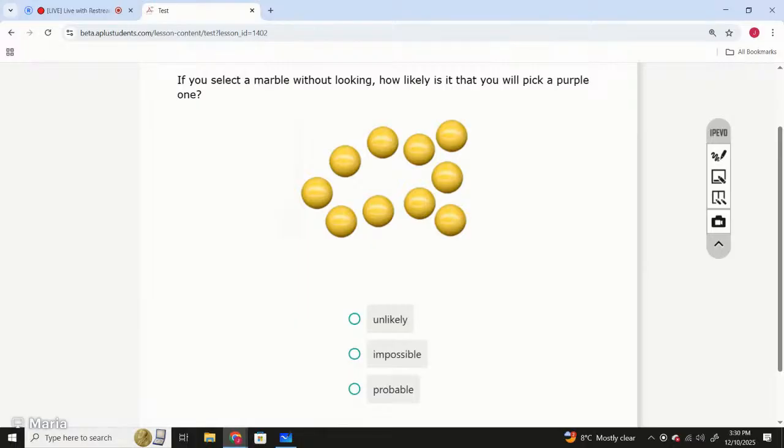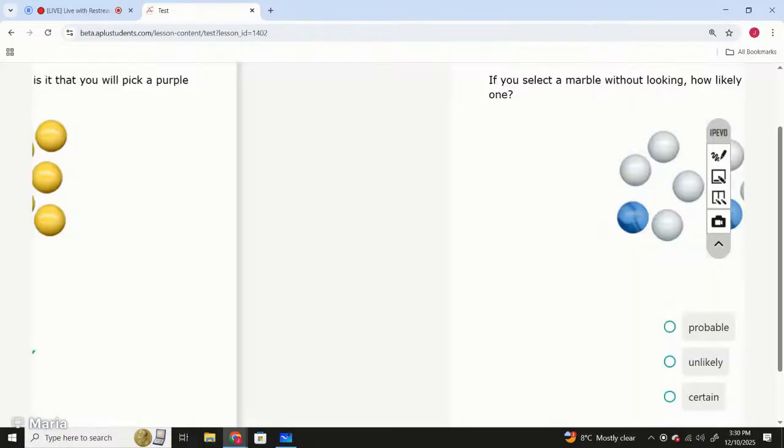So we do not have any purple marble over here. So the correct option is it is impossible to select the purple one. The correct option is impossible.